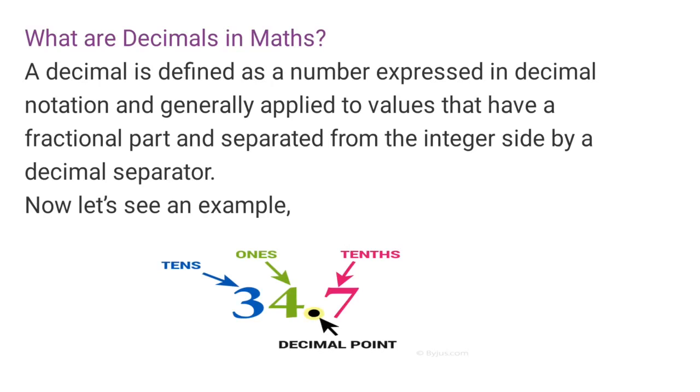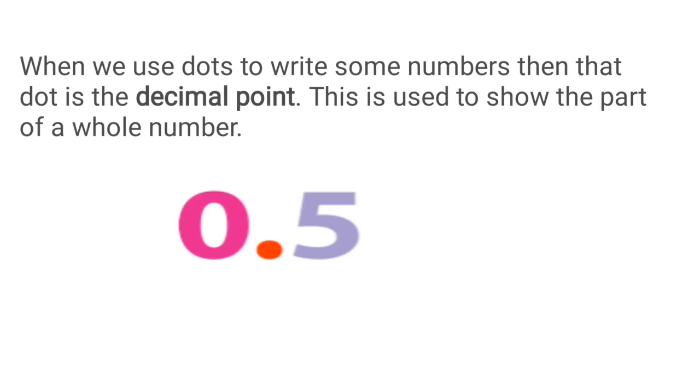Now, let us learn about decimal point or say decimal separator. When we use dots to represent some number, then that dot in the number is said to be decimal point. Decimal point is used to show the part of a whole number. For example, if we want to represent fifth part of 10, then we can write it as 0.5.